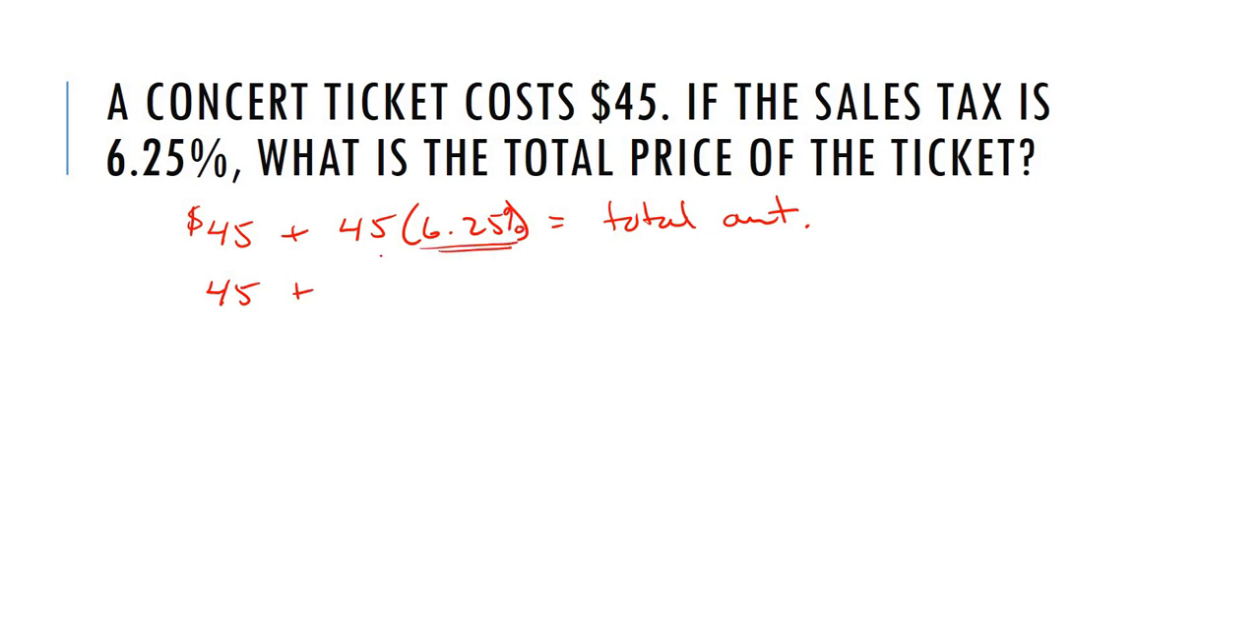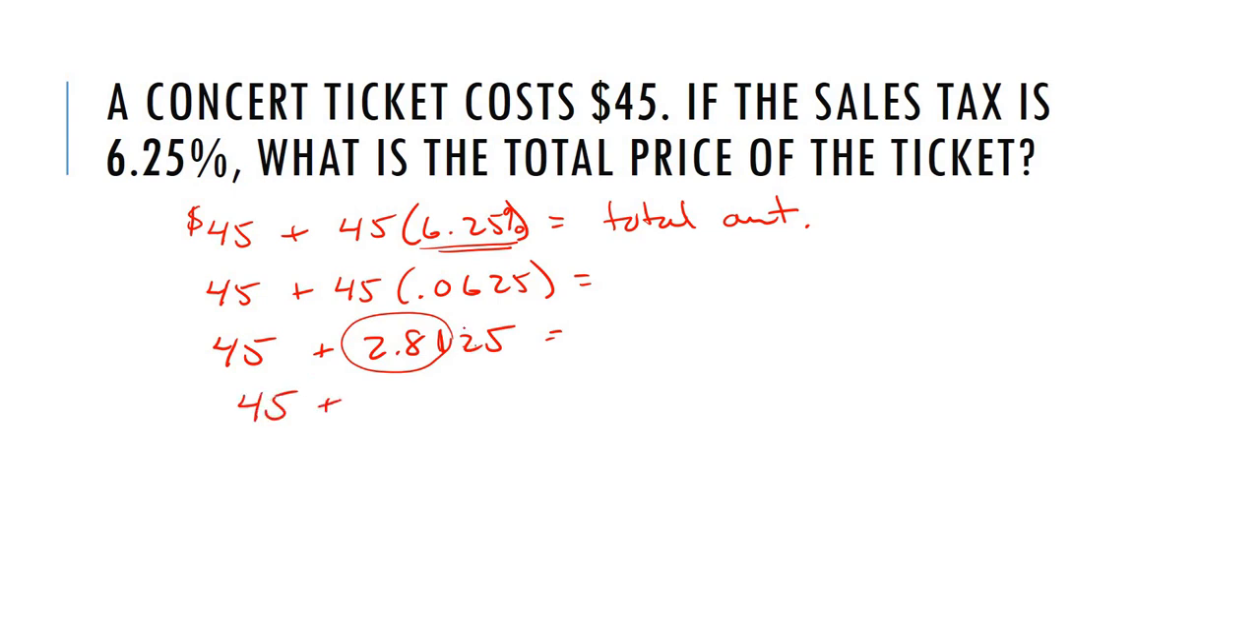How do I multiply a percent? Do you remember having to change that to 0.0625? And then using your calculator, we get 2.8125. But since we're talking about money, we need to round it off to the nearest penny. So we need to round it off to this decimal place, and the 2 will not increase it. You know that if this number is 5 or more, you have to raise it up 1. And so my final answer is $47.81.